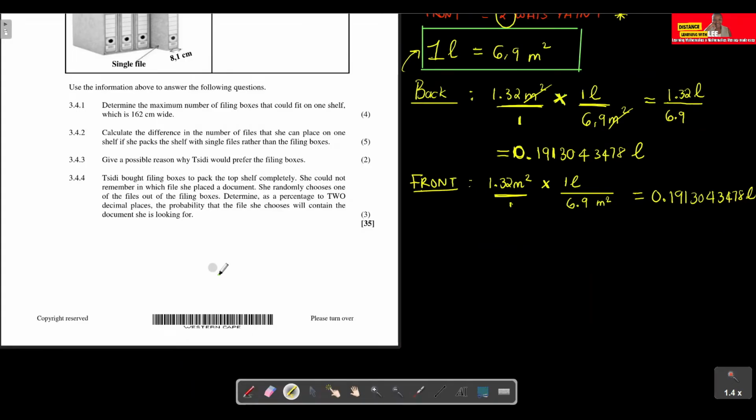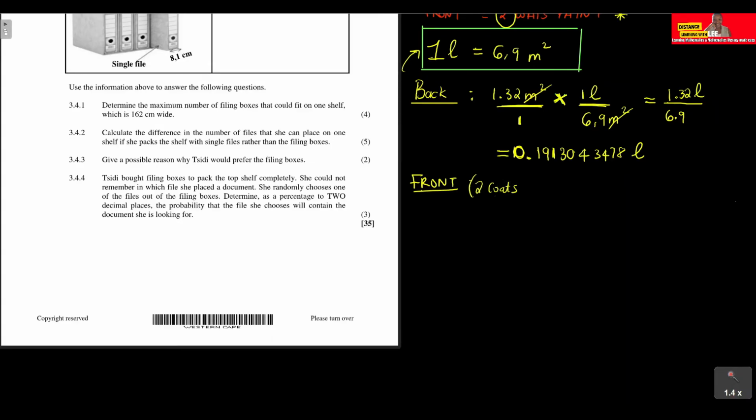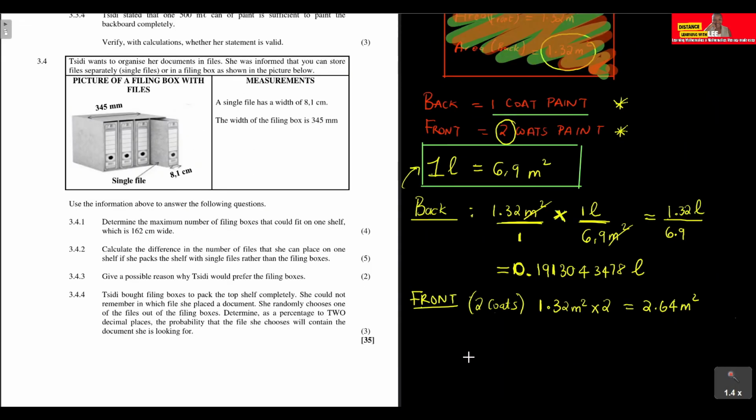Or you can also look at it from this perspective, where you just take this area. Remember, we said that the front part we are painting twice, so it needs 2 coats. So it is going to be that area of 1.32 meters squared multiplied by 2. That means for the front part we're dealing with an area of 1.32 multiplied by 2, which is 2.64 meters squared. That is the area that we are painting because we are painting 2 coats.